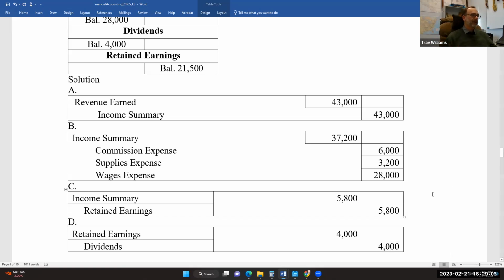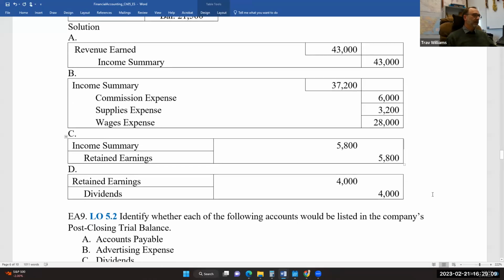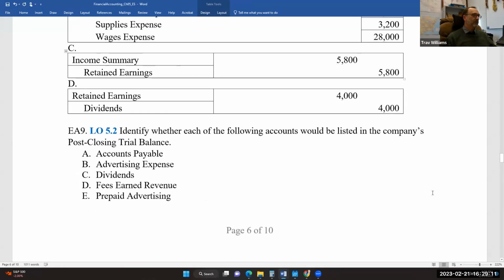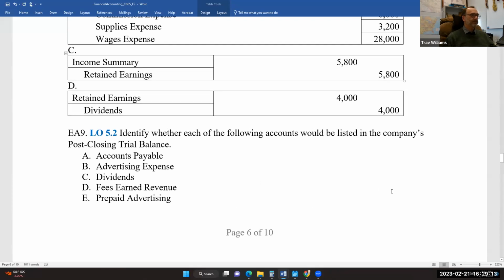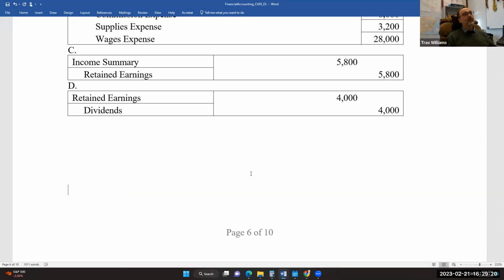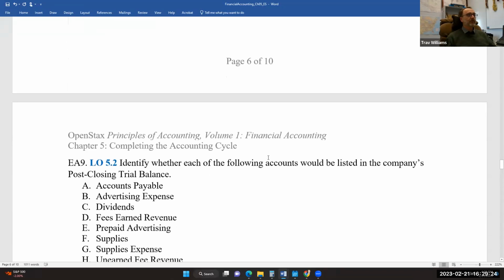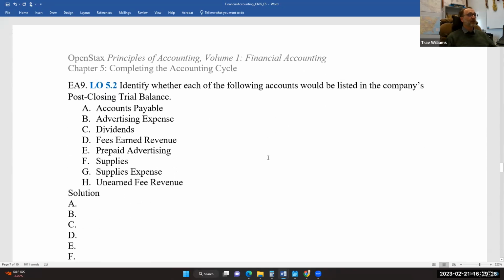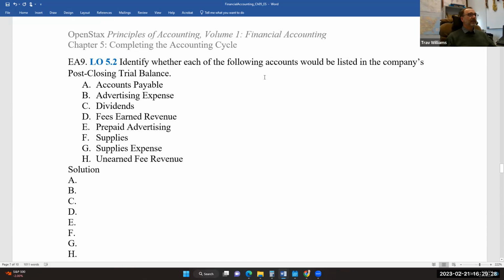Okay, it all makes sense. And if there are no questions, we go on to exercise 9. So again, once we have closed out our temporary accounts, then step 9 of our accounting cycle is we do our post-closing trial balance. So here it's asking which of these accounts would be listed in the post-closing trial balance.